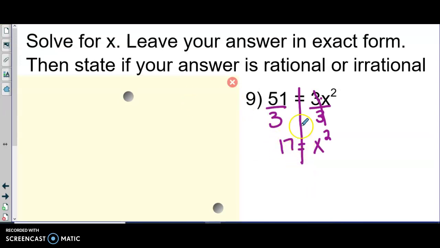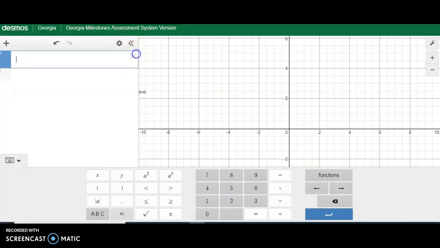But we're not done. We still have to isolate the variable. We still have to get x by itself. Right now it says x squared. So we have to do the opposite of squaring. And the opposite of squaring is square rooting. So I'm going to square root both sides. The reason I do that is because the square and square root cancel, leaving me with just x. And then I'm going to go to my calculator and type in the square root of 17.